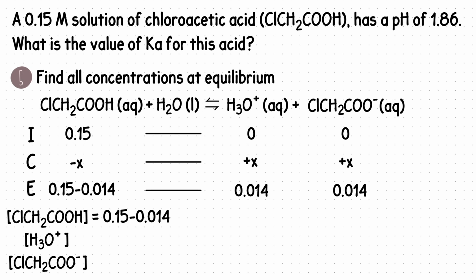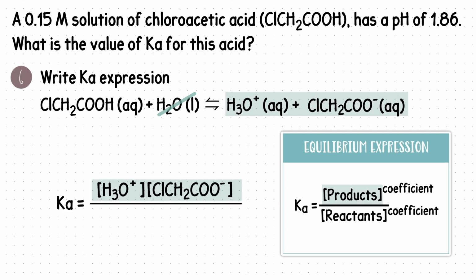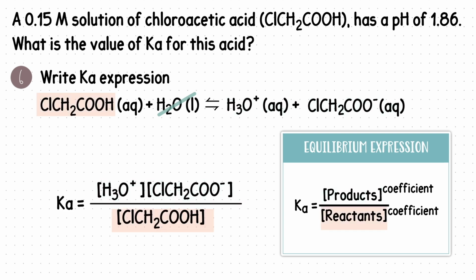Step 5 is to find all concentrations at equilibrium. Subtracting these values gives us this, and we'll round to 2 sig figs. This is the concentration at equilibrium for our acid. For our products, the concentrations would be the same value of 0.014. Step 6 is to write the Ka expression. Remember, we don't include liquids or solids in our equilibrium expression. Our products go on top, and our reactant goes on the bottom.